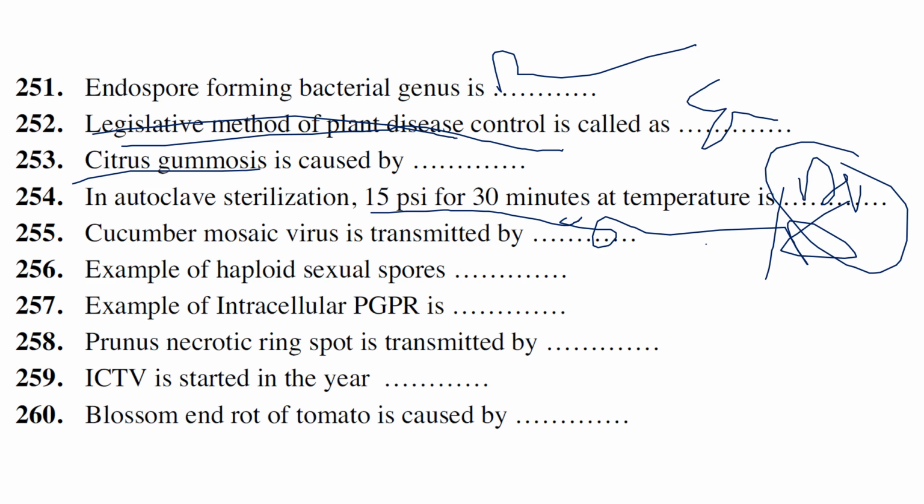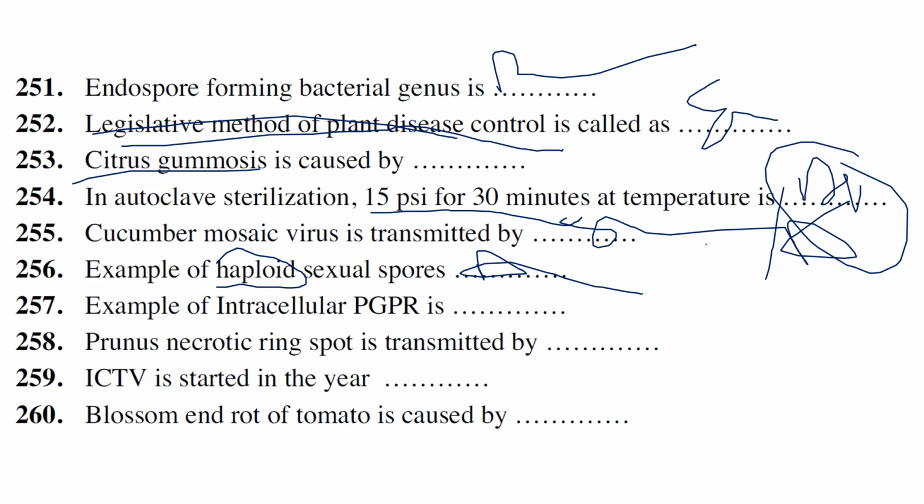And example of haploid, I repeat, haploid sexual spores. Ascospores and basidiospores are the best examples of haploid sexual spores, whereas oospores and zygospores are the best examples of diploid sexual spores. Again, among the sexual spores, ascospores and basidiospores are considered non-resting spores, whereas oospores and zygospores are considered resting spores.